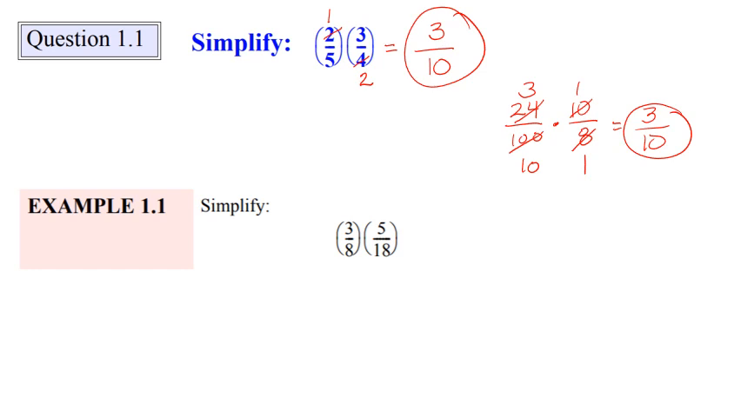So the next example is perfect because I don't want to multiply 8 and 18 if I don't have to. So I'm going to check my diagonals, 3 and 18. We can reduce 3 and 18 by 3.